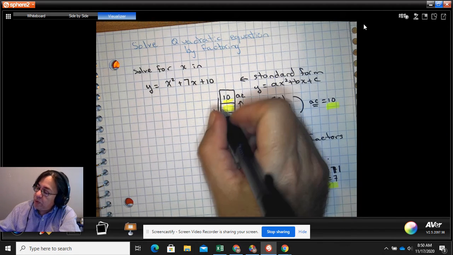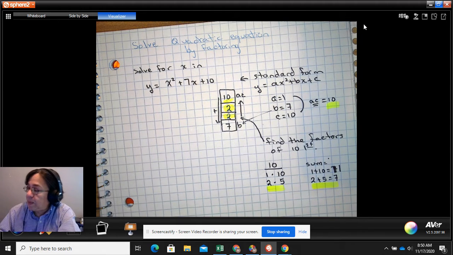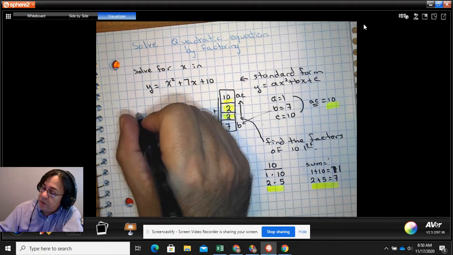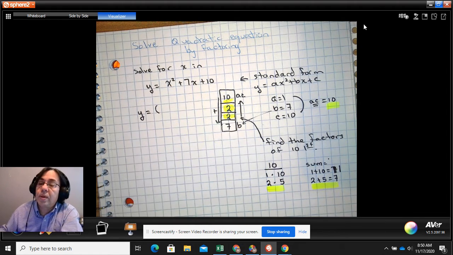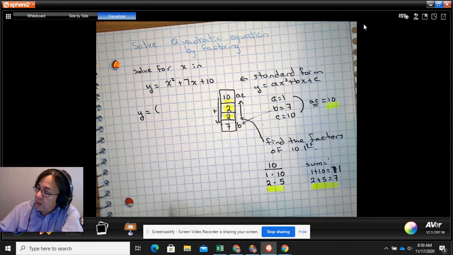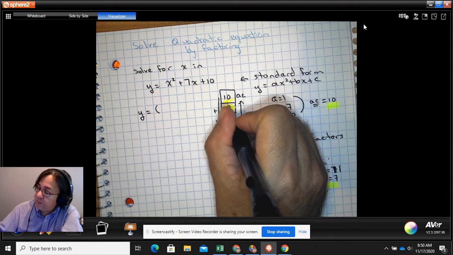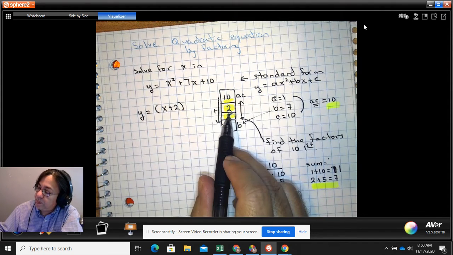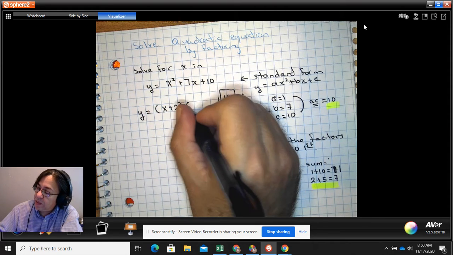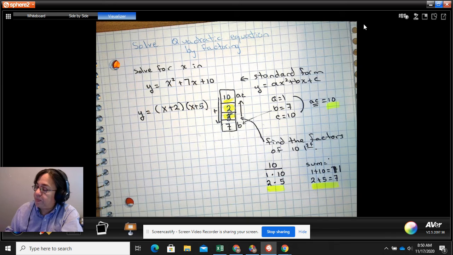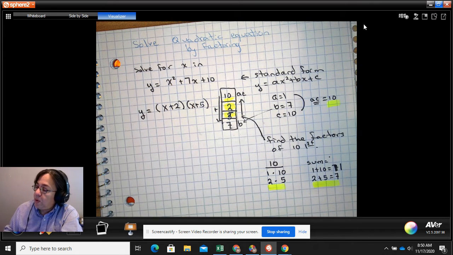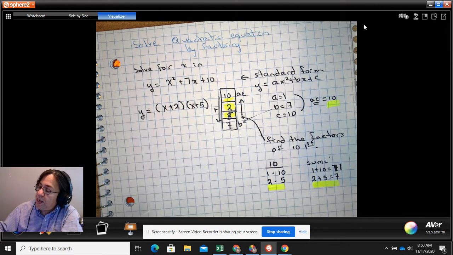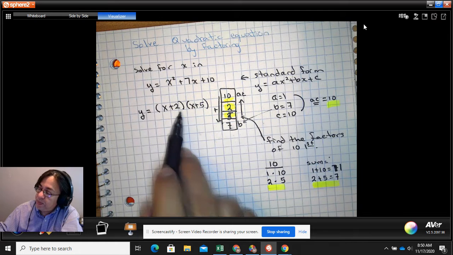So now what I'm going to do next is I'm going to get that 2 and that 5 and factor it out. I'm going to say y equals x plus 2 and x plus 5. So I started with the standard form and I ended with the intercept form.